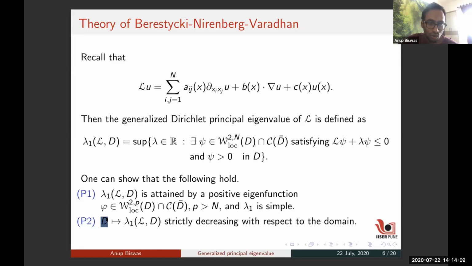What happens if I change the domain? If I increase the domain, lambda 1 decreases strictly. So this is a monotonically decreasing property with respect to the domain. It also has this.